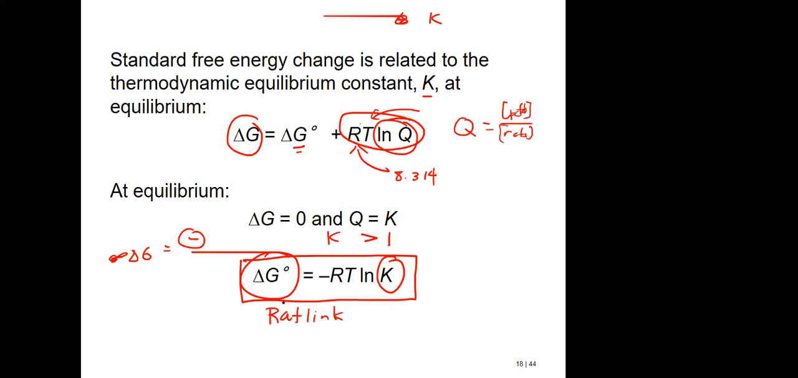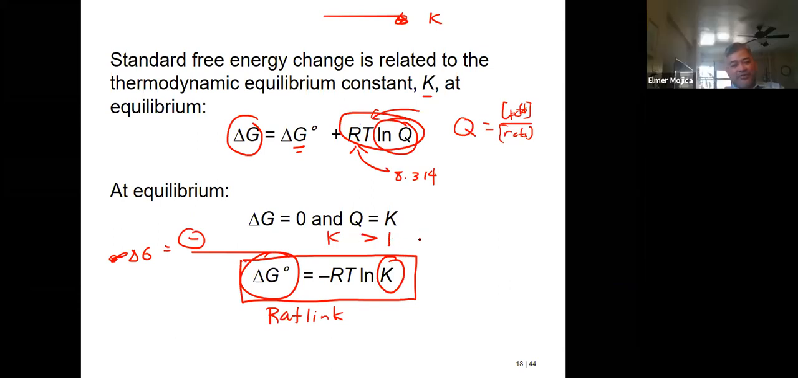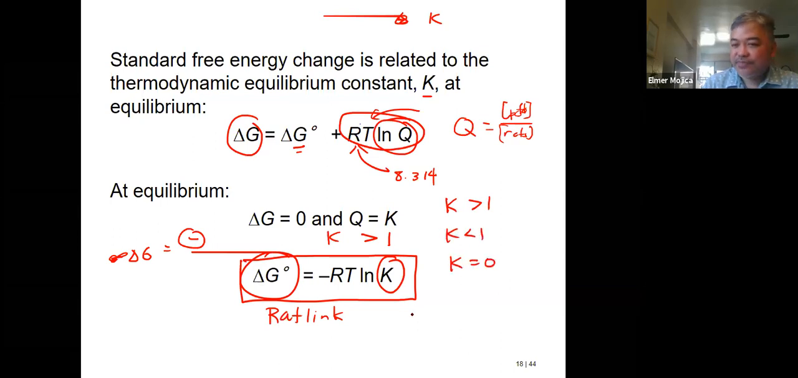Usually it's more than 1. You don't have a negative value of K, right? The choices that you have would be like this, because K is equal to what? Products over reactants. So if the reaction is spontaneous, or delta G is negative, that means the written reaction will take place. So you have more products compared to the reactants. And if that happens, your K is more than 1.